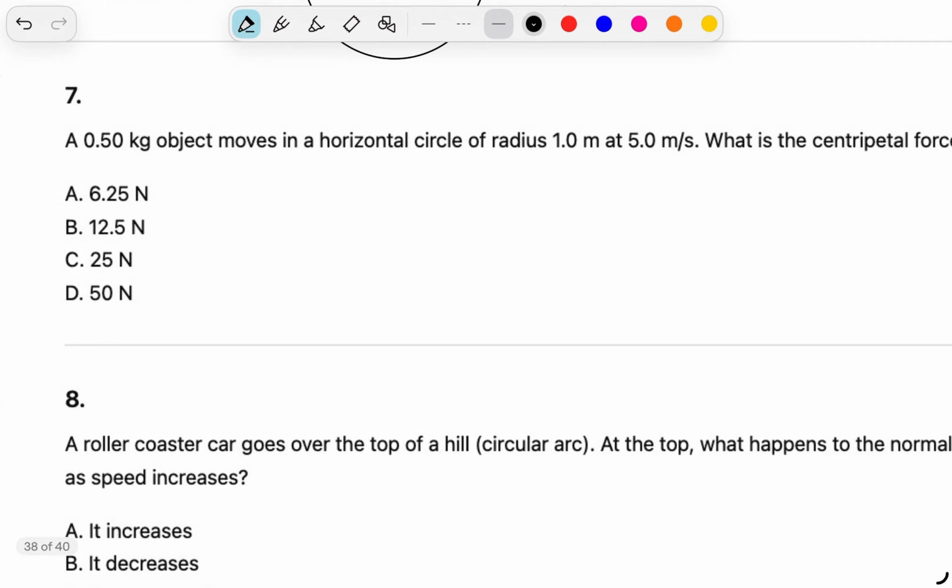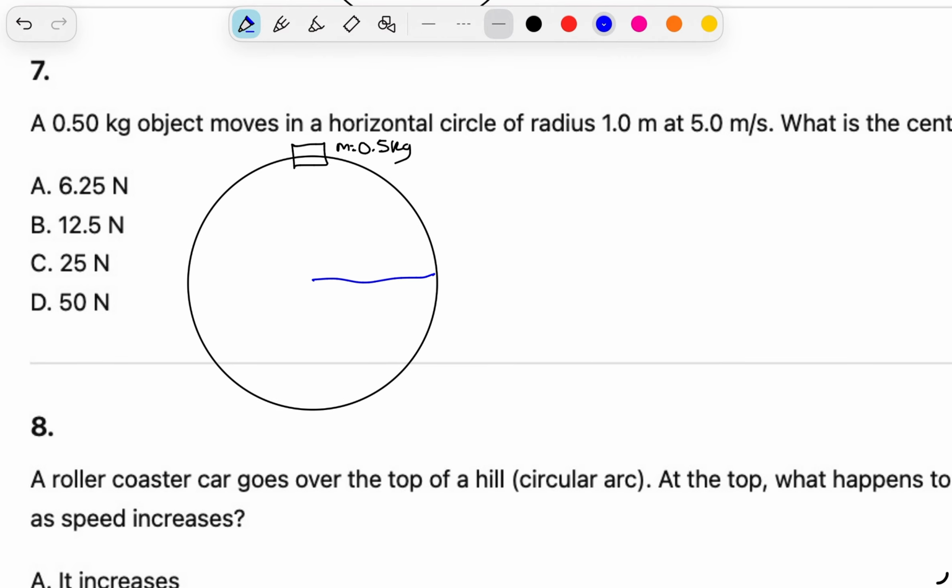A 0.5 kilogram object moves in a horizontal circle of radius 1.0 meters at 5.0 meters per second. What is the centripetal force? So you have your object here, your m is equal to 0.5 kilograms, and our radius is going to be 1.0 meters, and you're going to have a velocity that is equal to 5.0 meters per second. We need to find our centripetal force.